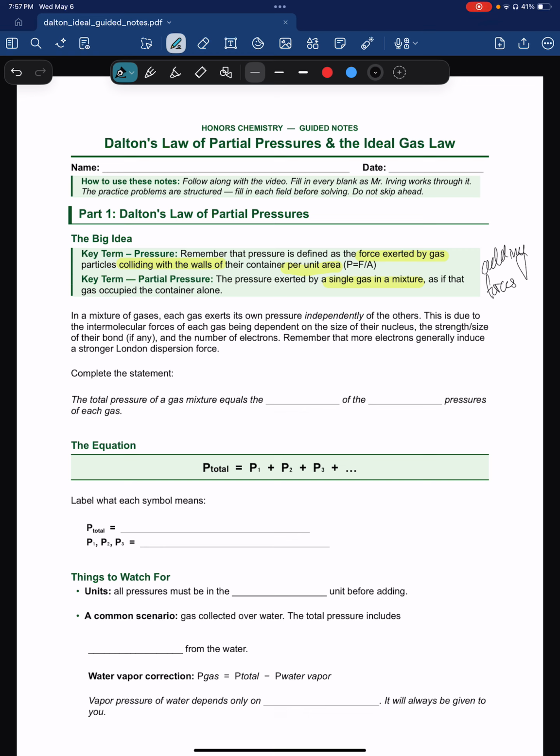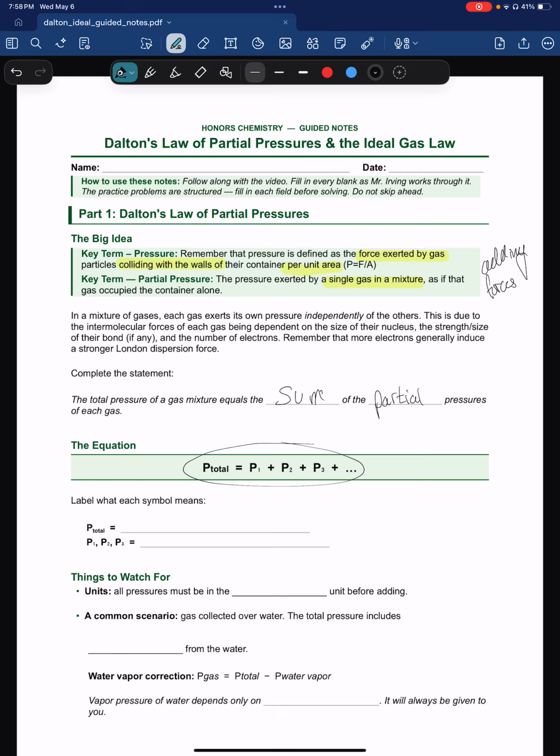So here we go. The total pressure of a gas mixture is equal to the sum of the partial pressures. The sum of the partial pressures. Sorry for that bad S there. Okay. The sum of the partial pressures. And it follows this equation down here, that the total pressure is equal to the pressure of gas 1 plus the pressure of gas 2, and so on and so on. And so to label what each of these things mean, it's pretty self-explanatory, right?